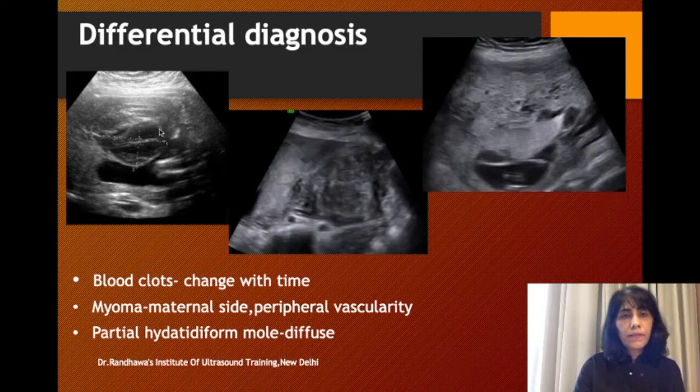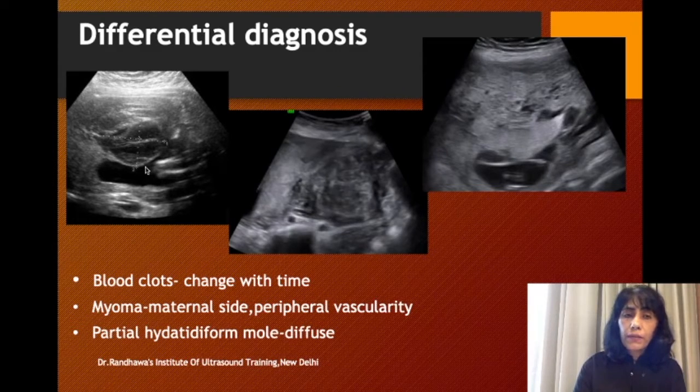Yes, it is towards the fetal side. The placenta is here, so it is towards the fetal side. So it may come to your mind that this is chorioangioma. But what is it actually? Actually, this was a blood clot. Now, what is going against chorioangioma? One thing is that the texture is heterogeneous.